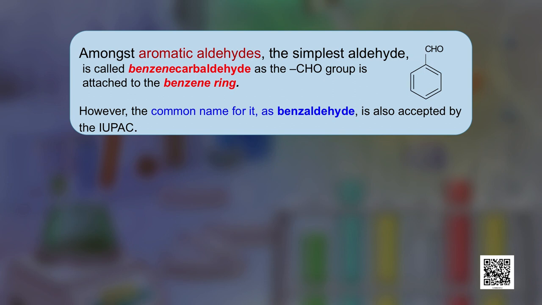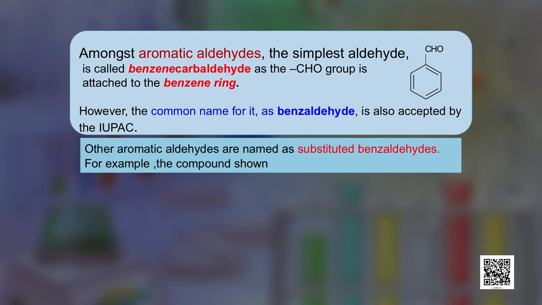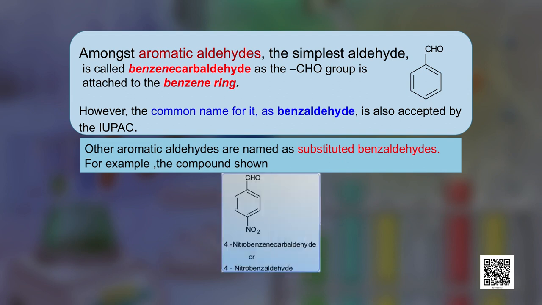Amongst aromatic aldehydes, the simplest aldehyde, whose structure is shown here, is called benzene carbaldehyde, as the CHO group is attached to the benzene ring here. However, the common name for it, which is benzaldehyde, is also accepted by the IUPAC system of nomenclature. Other aromatic aldehydes are named as substituted benzaldehydes. For example, the compound shown here, you can see that it is a derivative of benzaldehyde.